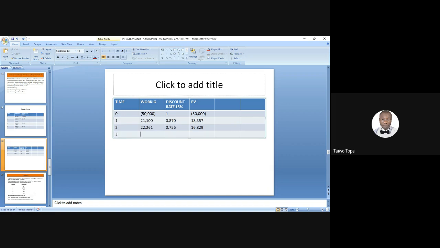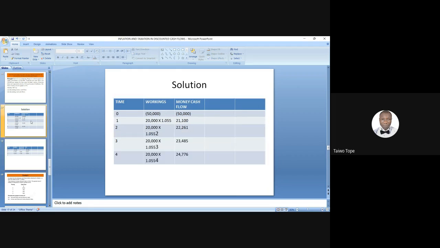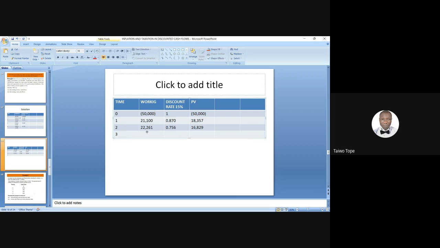In year 3, as computed, the money cash flow is what? 23,485. When you discount 15% in year 3, you should have 0.658. And the present value will be what? 0.658 multiplied by 23,485. You have 15,453. And in year 4, the result will be what?